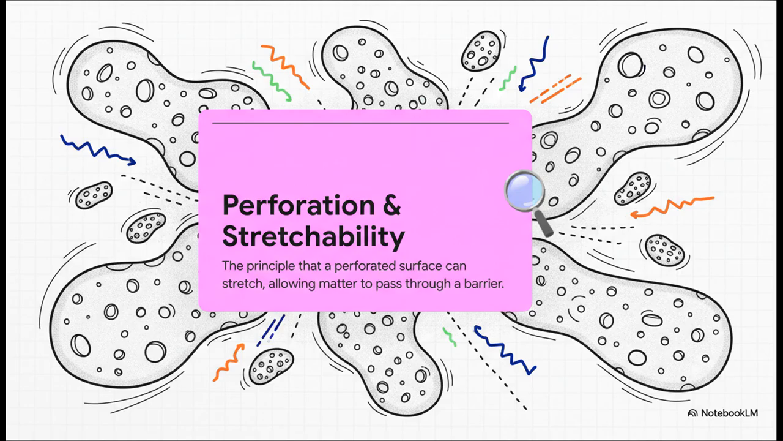Next up, we have this idea that holes aren't just empty space. In anatomy, things like pores or other perforations are what give a surface the ability to stretch. And that simple feature is a game changer. It turns what would be a solid wall into a dynamic gateway, a pathway for things to actually pass through.